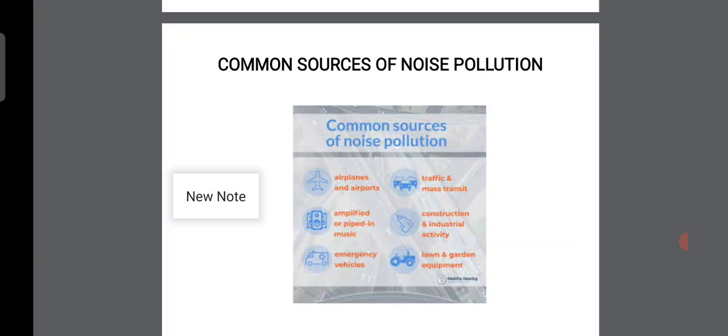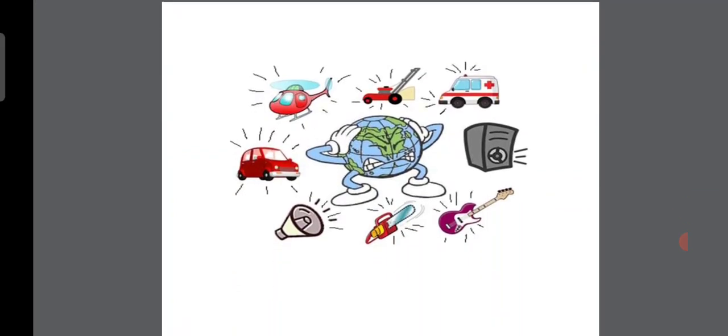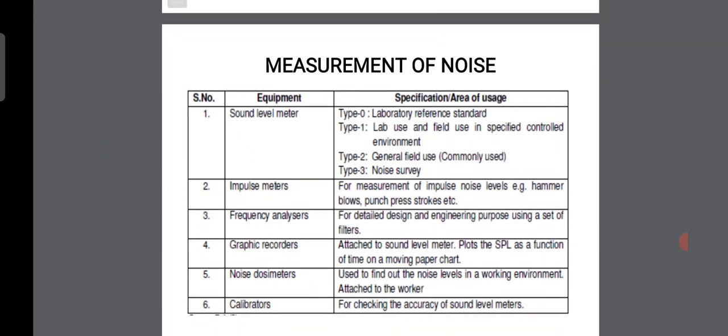Common sources, as discussed above, are aeroplanes or aircraft, traffic movement, construction and industrial activity, lawn or garden equipment, emergency vehicles, amplified or piped-in music. So, this is the pictorial view of various sources of noise pollution. Noise can be measured using different equipment like sound level meter, impulse meter, frequency analyzer, graphic recorders, noise dosimeters, and calibrators.